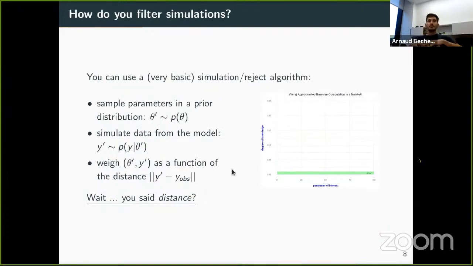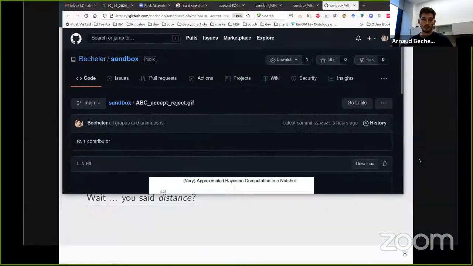So once you have this cloud of simulations, all these couples of parameter and simulated data, how do you filter them? The very basic algorithm for ABC is an acceptance-rejection algorithm. Once you sample the parameter in the prior distribution and have simulated the data, you give a weight to this couple, parameter and simulation, that will be a function of the distance between observed data and simulated data. If you are very strict, this weight will be 0 or 1. That is, you come with an idea of a threshold and you say, my simulation is close enough to the observation, I accept it, the weight is 1, or I reject it because it's too far and the weight is 0. This idea of a distance is actually quite interesting, and we will see that just after.